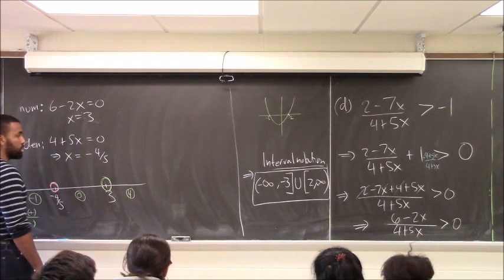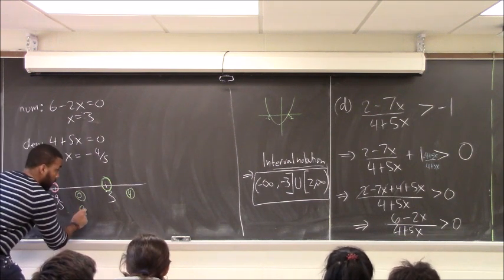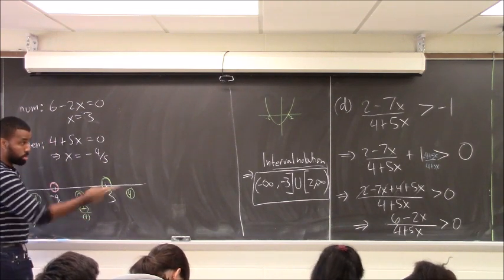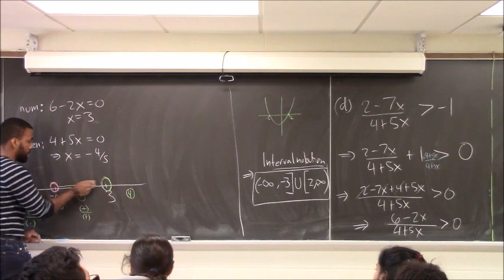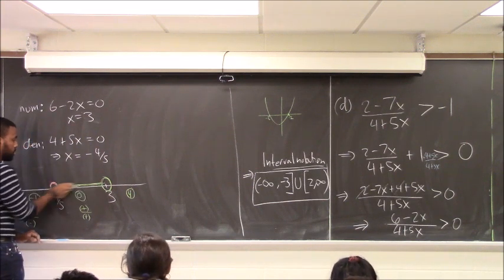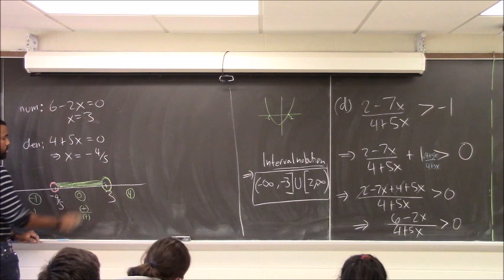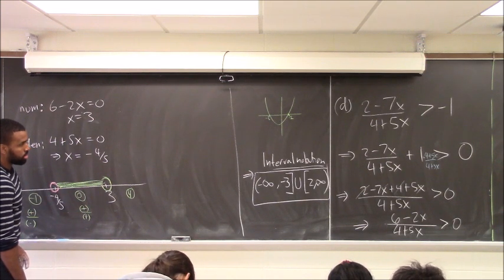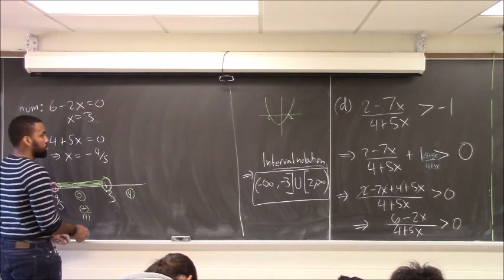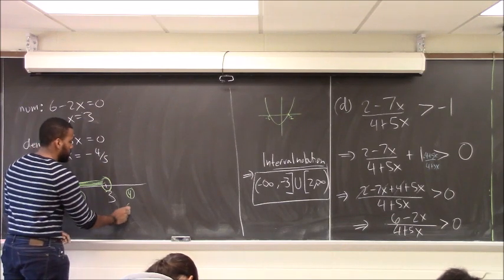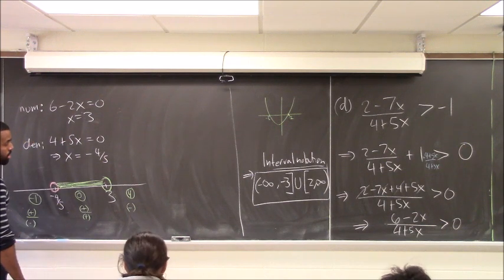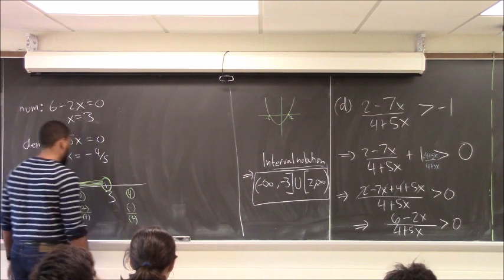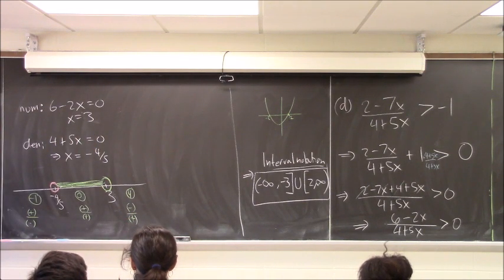What about the 0? If I plug in a 0, I would get a positive sign over a positive sign. So that's positive, which is greater than 0. So yeah, in here it actually works. And if I plug in a 4, I would get 6 minus 8, so that's a negative sign. And if I plug in 4 down the bottom, that's a positive sign. So that's a negative, which means I don't want that.